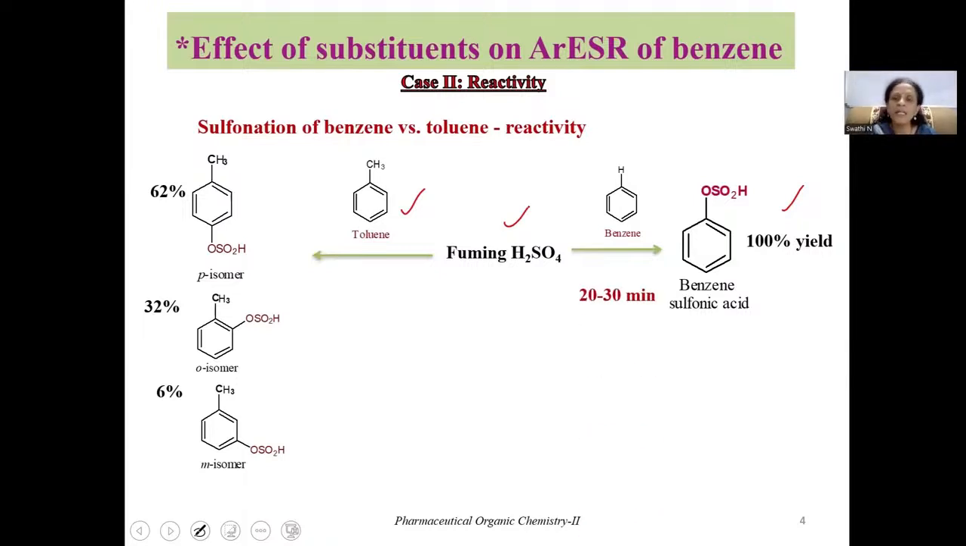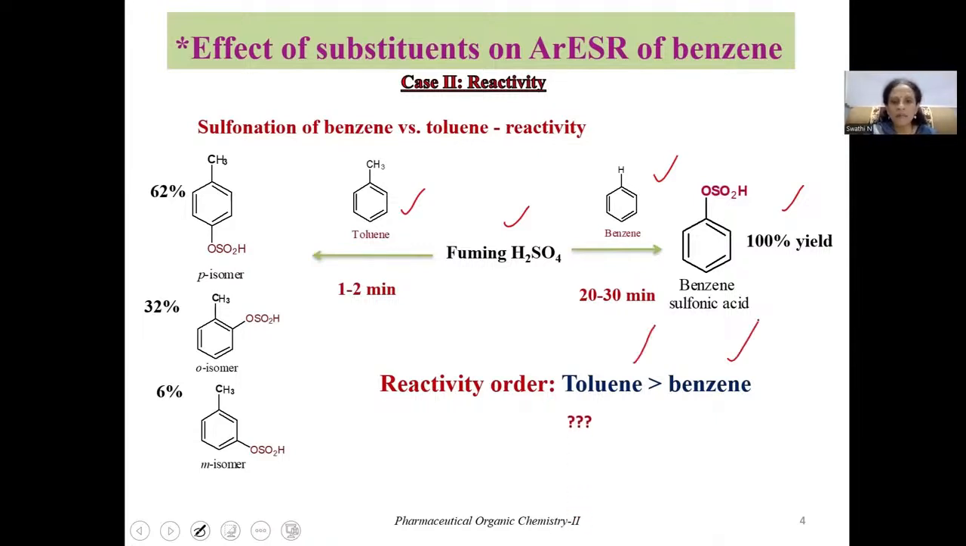Now if you consider the time required to give the corresponding products, benzene takes only 20 to 30 minutes to give the corresponding benzene sulfonic acid. On the other hand, the sulfonation of toluene takes only 1 to 2 minutes to give its corresponding products. That means toluene takes less time to react when compared with benzene. The compound which takes less time to give the corresponding product is highly reactive. That means among toluene and benzene, toluene is more reactive than benzene.